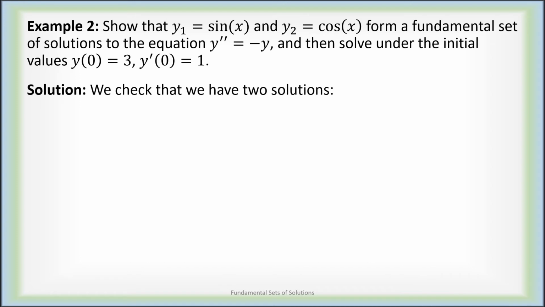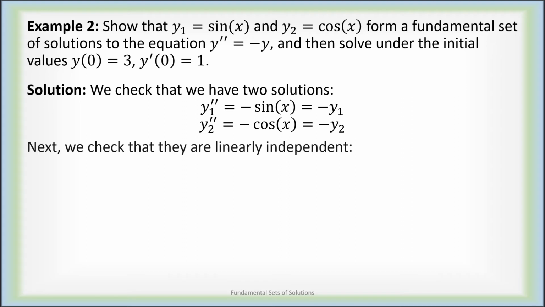Now, as before, we should check that these two functions y1 and y2 are actually solutions to the equation y double prime equals minus y. Of course, two derivatives of sine bring you back to negative sine, and two derivatives of cosine bring you back to negative cosine. So, indeed, the two functions we were given are solutions to the differential equation we started with. But we should check that they're linearly independent.